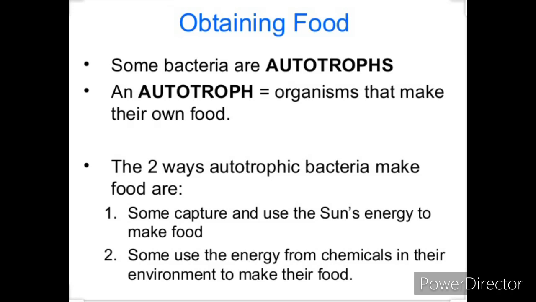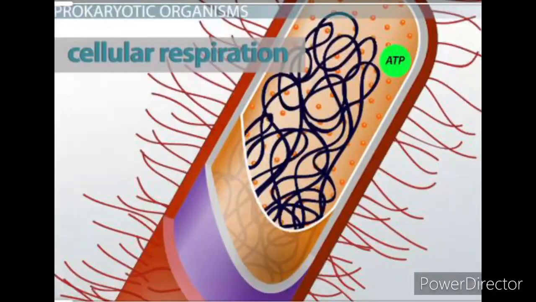Others, such as bacteria that live deep in mud, do not use the sun's energy. Instead, these bacteria use the energy from chemical substances in their environment to make their food. Some bacteria are heterotrophs and cannot make their own food. These bacteria must consume other organisms or the food that other organisms make. Heterotrophic bacteria consume a variety of foods, from milk and meat, which you might also eat, to decaying leaves on a forest floor.